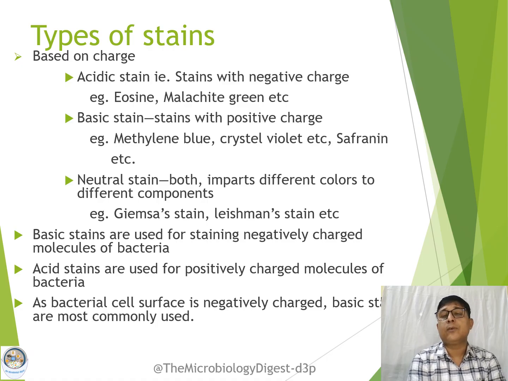Then the third type is the neutral stain. They carry both positive and negative charge, for example, Giemsa stain and Leishman stain. These neutral stains can impart different colors to different components of an organism. Normally, basic stains are used for staining the negatively charged molecules of bacteria, and acid stains are used for positively charged molecules. The bacterial surface, as we all know, is slightly negatively charged. So to stain bacteria, we generally use basic stains for getting them visualized under the microscope.